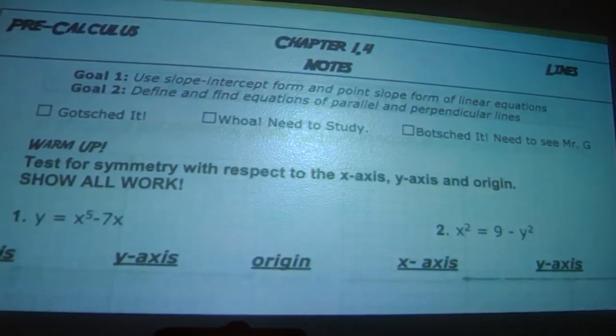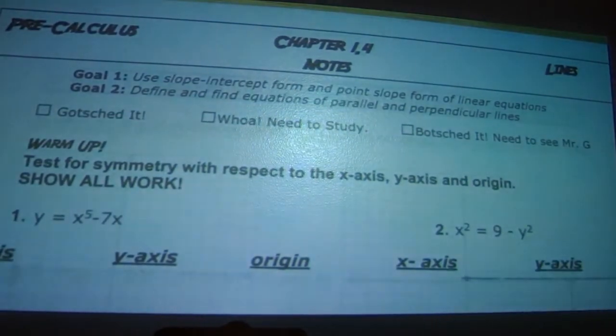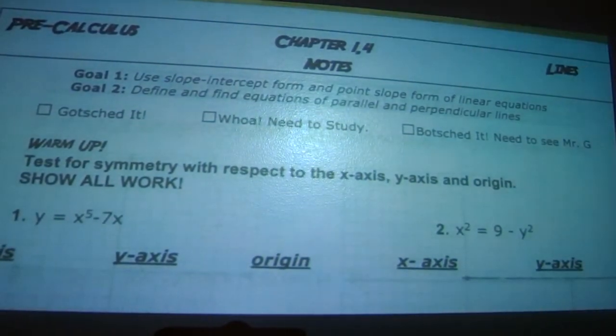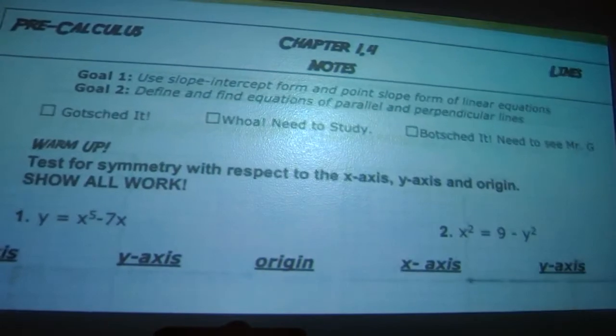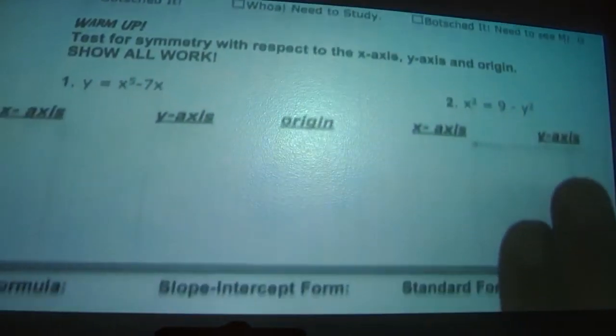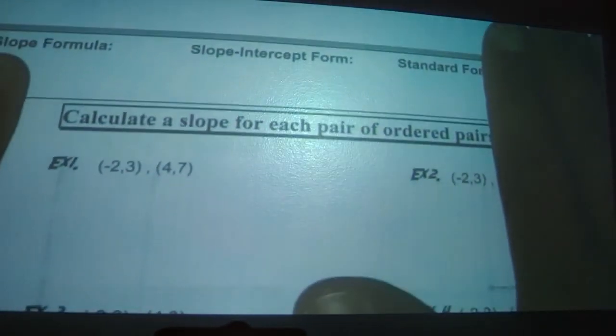All right, ladies and gentlemen, we're going to dive into chapter 1 for lines today. As you take a look, we have a few goals. We're going to use slope-intercept form and point-slope form for linear equations, and then we're going to define and find equations of parallel and perpendicular lines. If you're following along with the notes, I have a warm-up here that we are going to bypass. We're going to jump right into the good stuff.